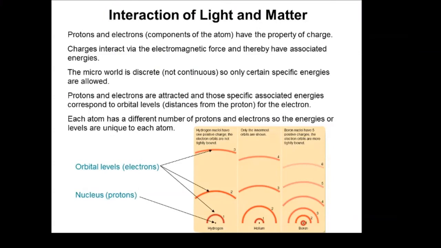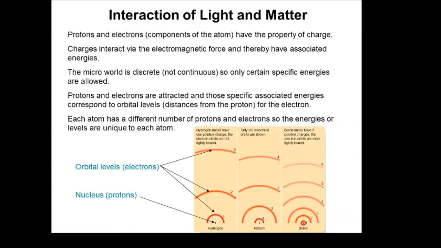All right, so let me first summarize the stuff we talked about in the previous lecture. We talked about what we call the interaction of light and matter. And I have a bunch of points here on the essentials of what we want to have. The idea is that in an atom, protons and electrons are attracted to each other.